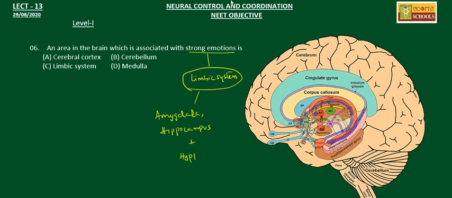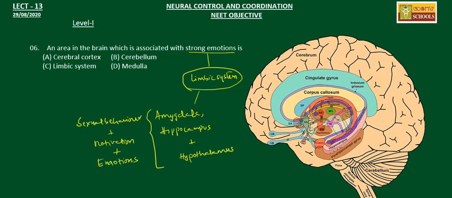Along with that, the hypothalamus will play an important role in emotions like excitement, pleasure, rage, fear, and these are also involved in sexual behavior of a person, and even involved in motivation plus emotions.